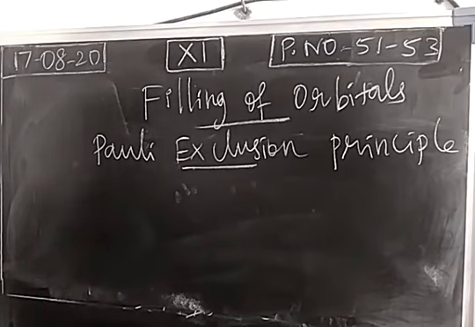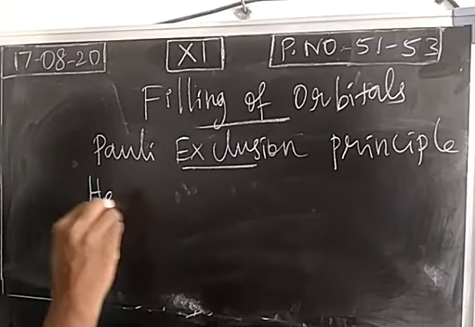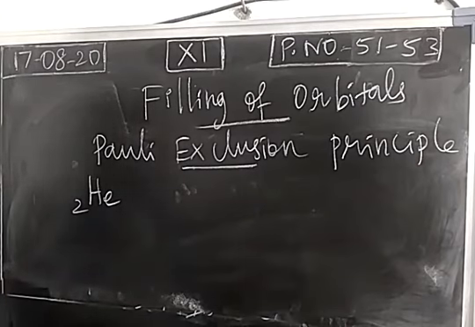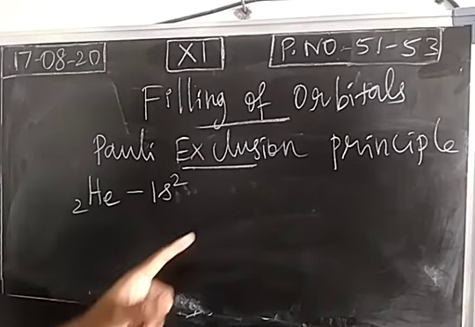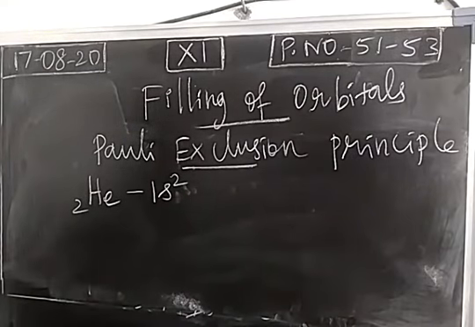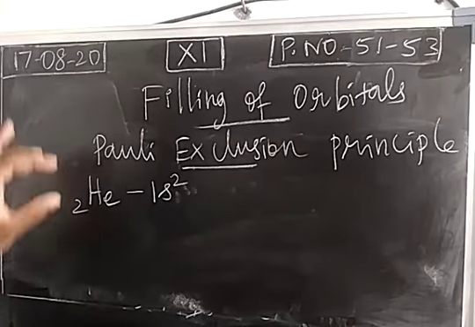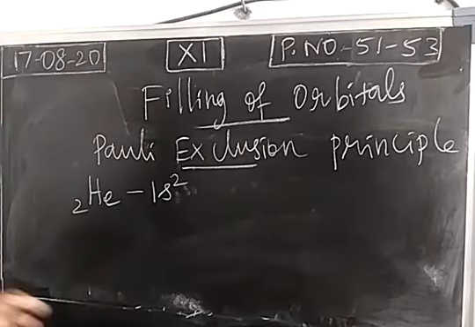So consider helium. Atomic number 2. Electronic configuration will be written as 1s2. Right? So 2 electrons are placed in the lower energy orbital, the 1s orbital. For the 2 electrons, we can write the possible quantum numbers. According to Pauli exclusion principle, all the 4 quantum numbers will not be equal for the electrons.